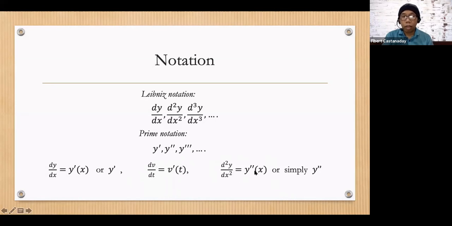The last example, here we have the second derivative of y with respect to x. y is the dependent or unknown function, and x is the independent variable. This is equal to y double prime of x, or simply y double prime. I have shown you this because you will encounter some of these notations later in differential equations. It could be written in Leibniz form or the prime notation. Clear?